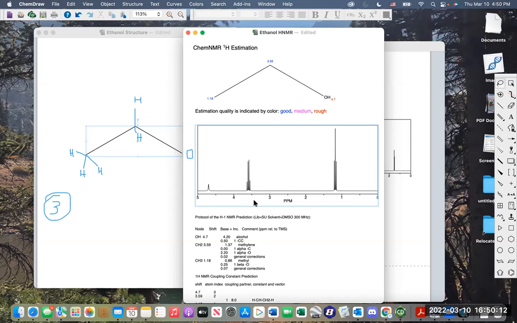So a shift downfield, again, is a shift away from zero and towards higher ppm. A shift upfield is towards zero and towards lower ppm. And as I mentioned briefly, ppm is the unit of frequency at which a proton absorbs radiation and stands for parts per million, which is just kind of a general unit used many different times in science.